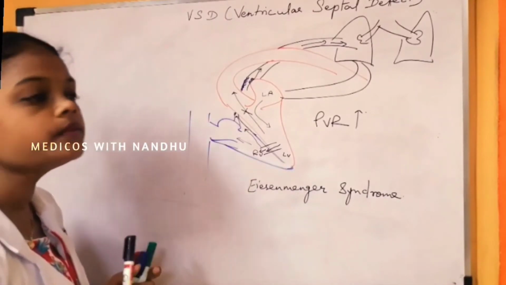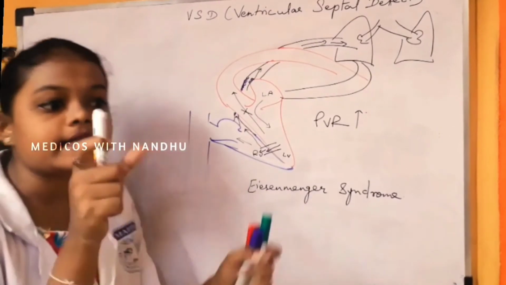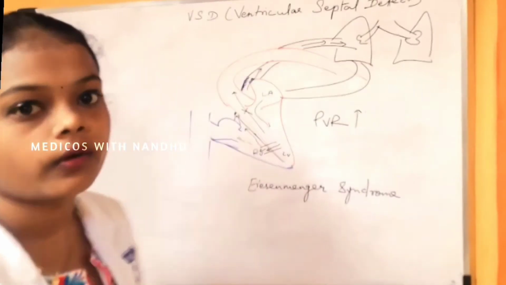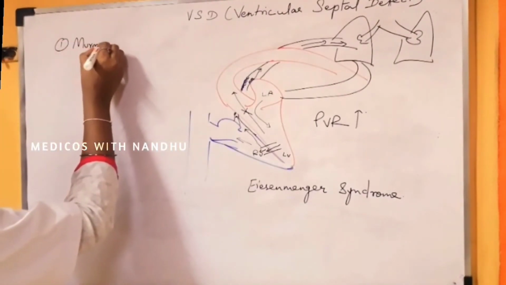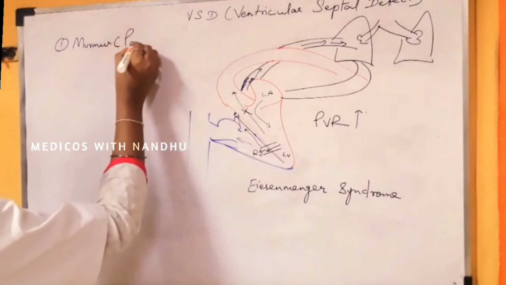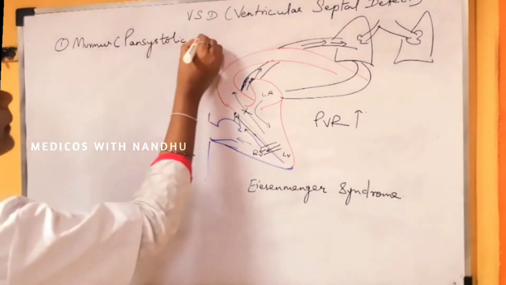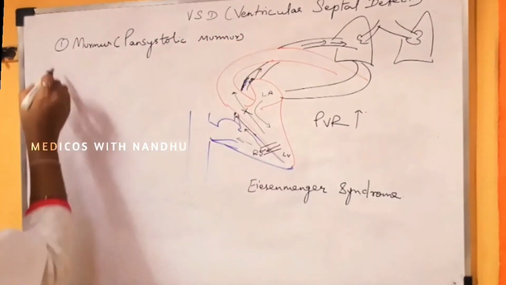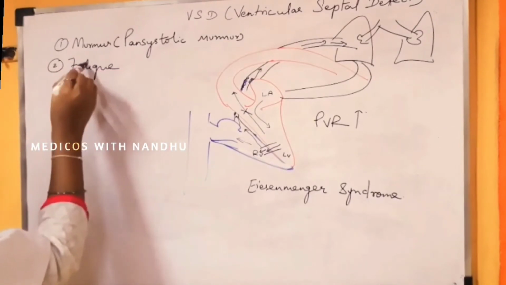So symptoms will be first, during auscultation there will be a pansystolic murmur. Okay, murmur will be there. Okay, pansystolic murmur. Okay, and then fatigue will be there. Fatigue, sweating.